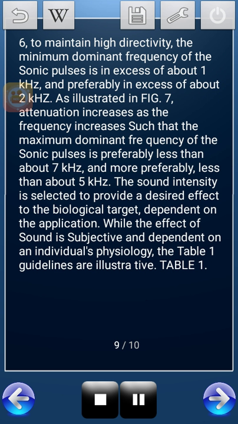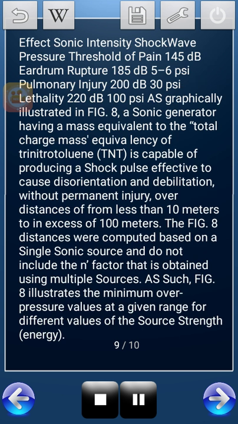While the effect of sound is subjective and dependent on an individual's physiology, the Table 1 guidelines are illustrative. Table 1. Effect, sonic intensity, shockwave pressure: threshold of pain, 145 decibels; eardrum rupture, 185 decibels, 5-6 psi; pulmonary injury, 200 decibels, 30 psi; lethality, 220 decibels, 100 psi, as graphically illustrated in Fig. 8.